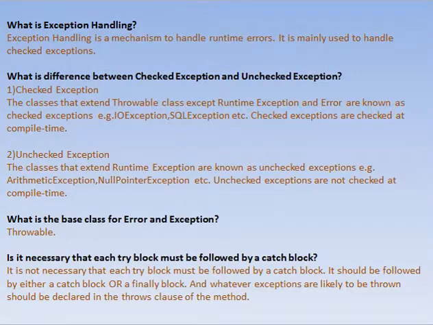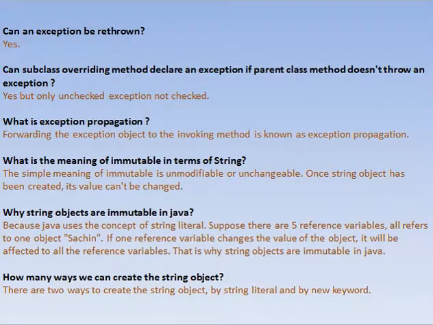And whatever exceptions are likely to be thrown should be declared in the throws clause of the method. Can an exception be rethrown? Yes. Can subclass overriding method declare an exception if parent class method doesn't throw an exception? Yes, but only unchecked exception, not checked. What is exception propagation? Forwarding the exception object to the invoking method is known as exception propagation.